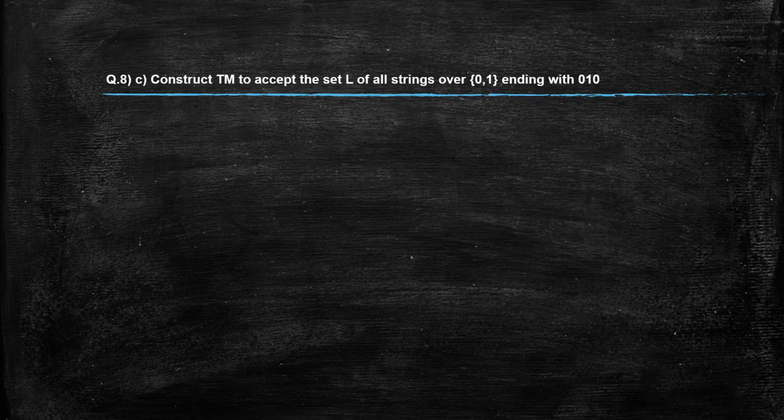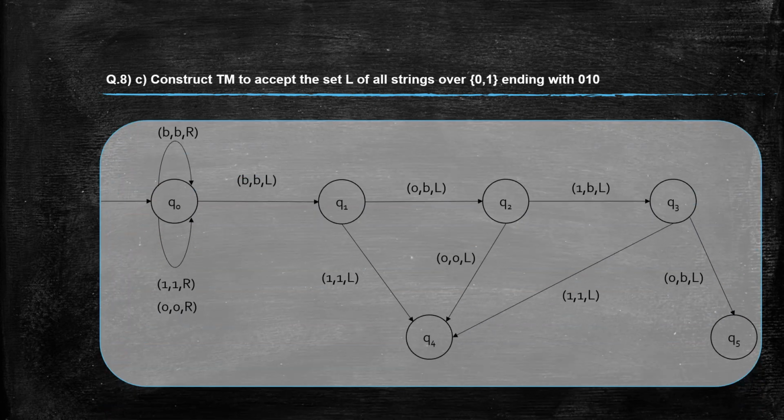The next question is: construct a Turing machine to accept the set L of all strings over 0 and 1 ending with 0, 1, 0. Firstly, a Turing machine is a mathematical model of computation describing an abstract machine that manipulates symbols on a strip of tape according to a table of rules. Despite the model's simplicity, it is capable of implementing any computer algorithm.